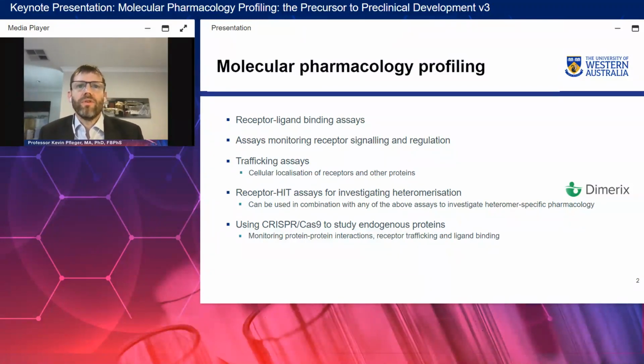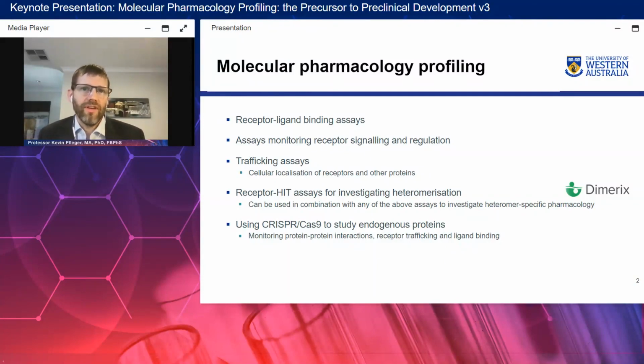So what do I mean by molecular pharmacology profiling? Well, there's a number of different assay technologies that can be utilized, and it's about looking at the different facets of the signaling and also the binding. So looking at receptor ligand binding assays, using various different assays to monitor different signaling pathways. If you're looking at G protein coupled receptors, for example, that could be looking at G proteins. Receptor tyrosine kinases could be interactions with such molecules as GRB2.